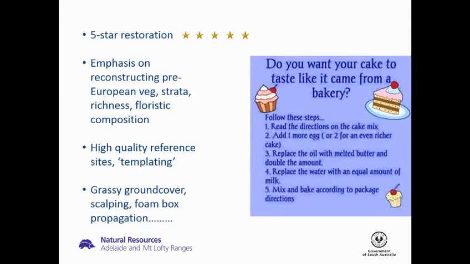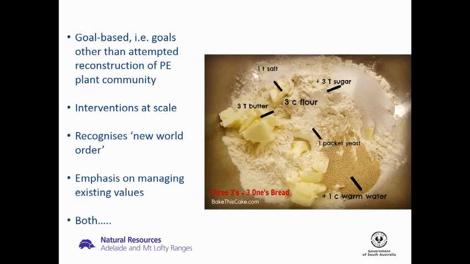That generally involves working out what the historical pre-European vegetation was at the site, or what we think it was, and templating that and effectively trying to pick that up and drop it into a site. There's another camp which is talking about goal-based restoration, as in goals other than purely reconstructing the pre-European plant community.